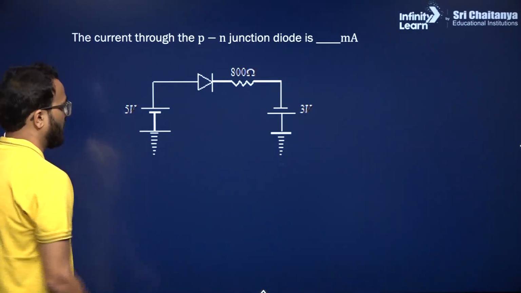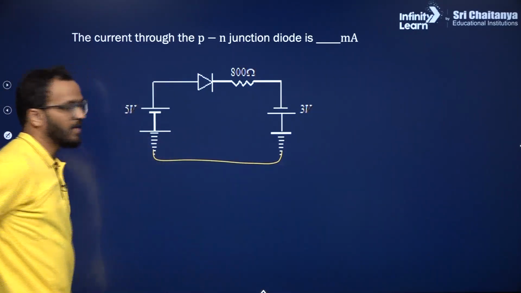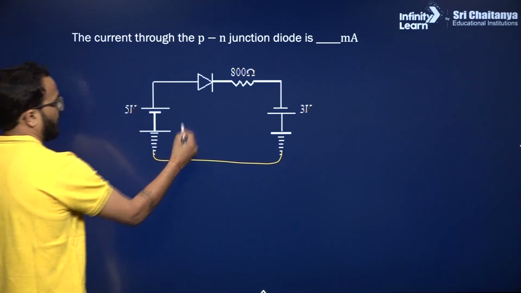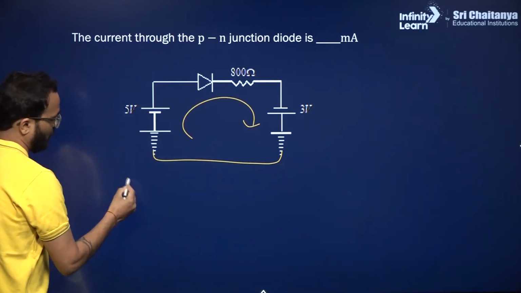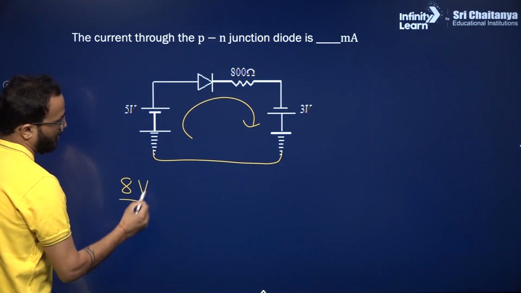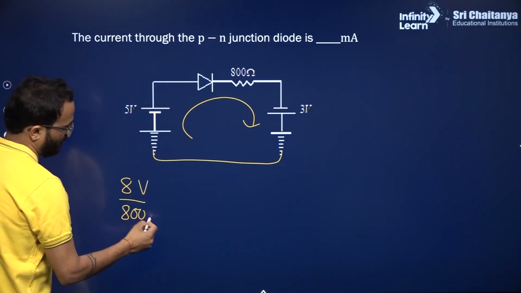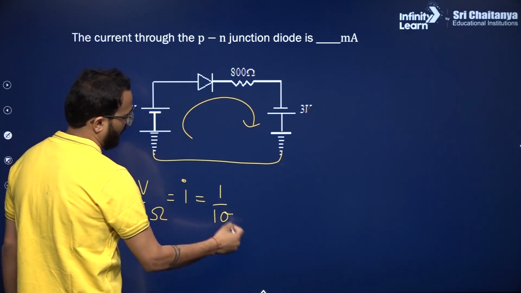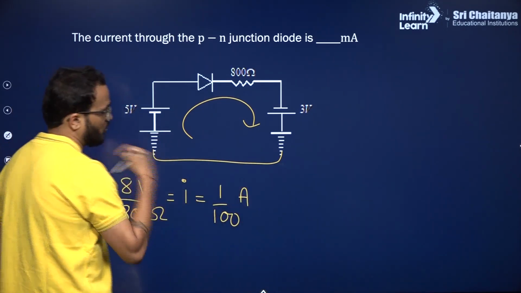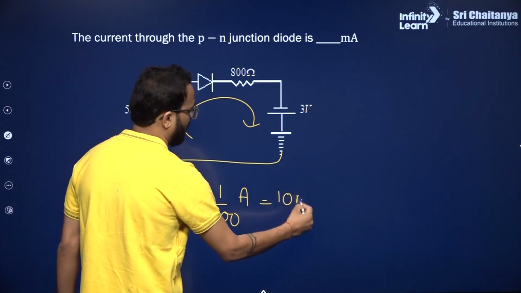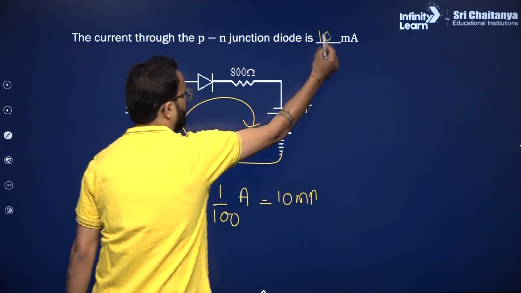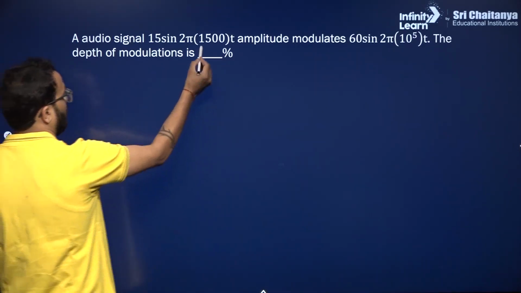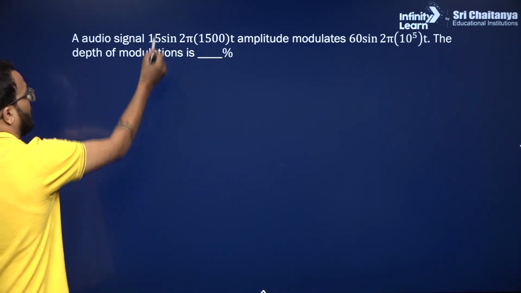The current through PN junction, this is actually completing the circuit. Both are at 0 volts potential. So if I apply KVL, overall potential is 8 volts, overall resistance is 800 ohms. So the current will be 1 by 100 amperes. Answer should be in milliampere, so we will say 10 milliampere. Answer is 10. Clear?